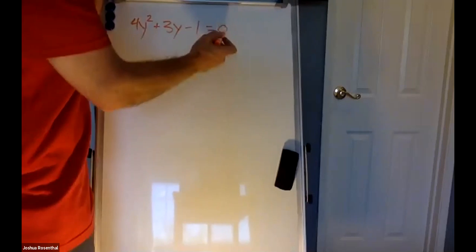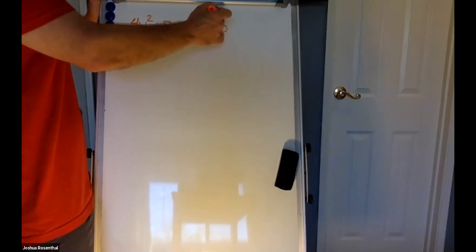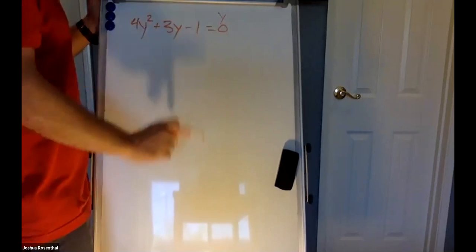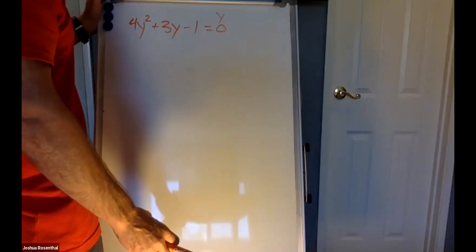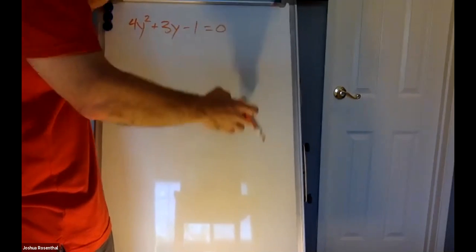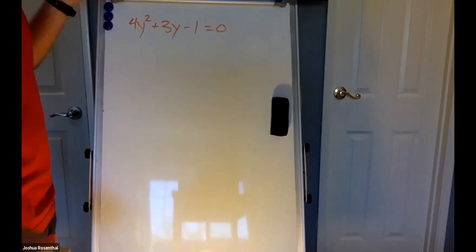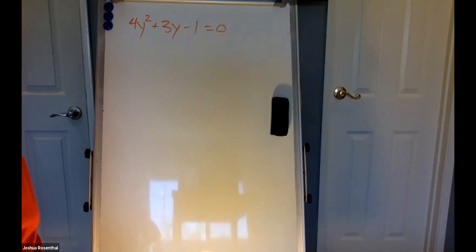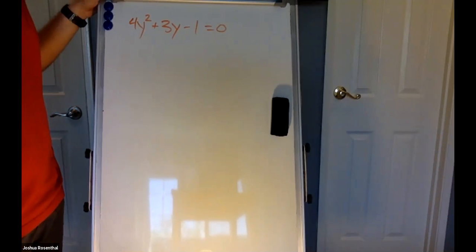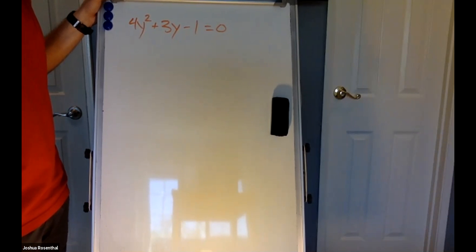So there's: use the quadratic formula to find the roots of each polynomial, and it is 4y squared plus 3y minus 1. The roots are when y is 0. That's the first step, is this was a y. And when y is 0, you're on the x-axis, which means that those are x-intercepts, okay? And so those are what we call the roots, the x-coordinate of the x-intercept.